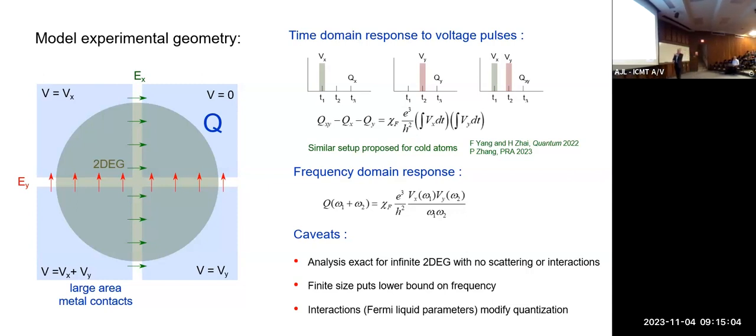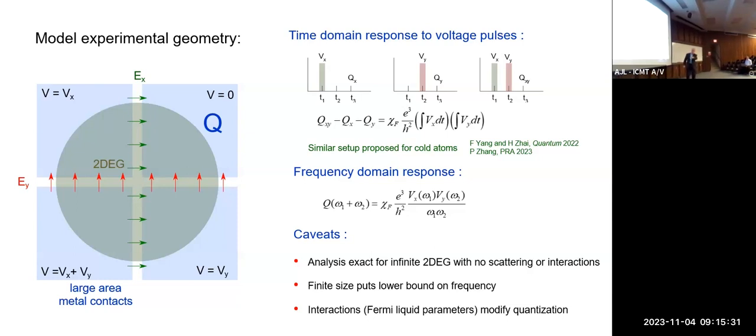So we have this response function. There's a calculation that gives this. It's an exact calculation, but in a rather specific setting, which is an infinite two-dimensional electron gas with no scattering and no interactions. So that's a little bit of a tall order.